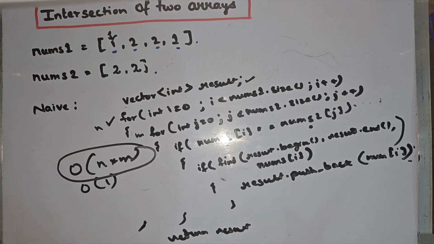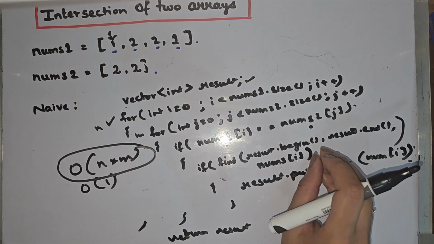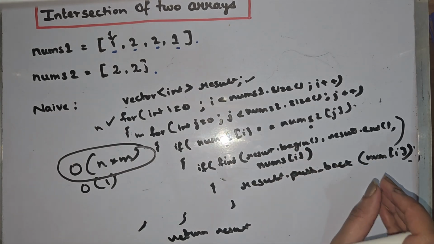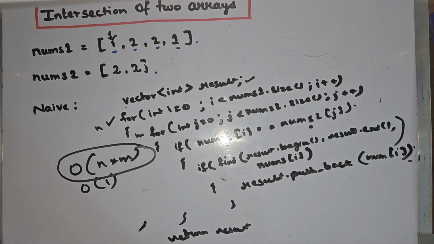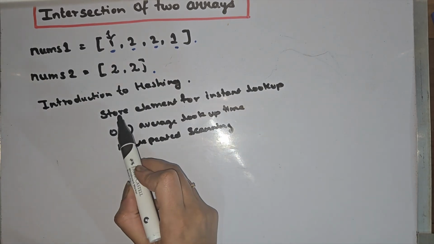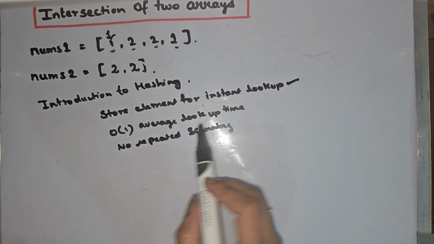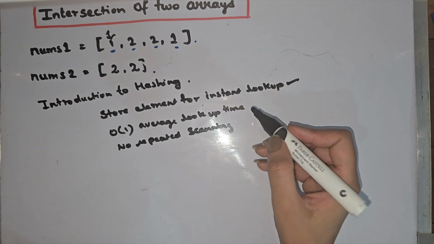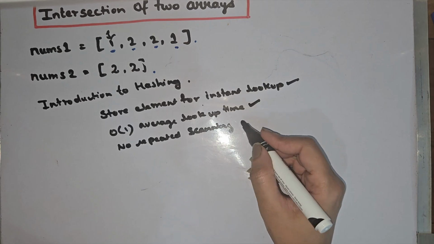For that we have hashing. So we need to ask ourselves, instead of checking every element again and again, can we store elements for instant lookup? This is where hash set or hash map comes in the picture. So hashing gives you order 1 average lookup and no repeated scanning. Instead of searching, we just check is this element present. So let's look at hashing now. So with hashing, what we'll do is we will store every element for instant lookup, and the lookup will take order 1 of time. So no repeated scanning.